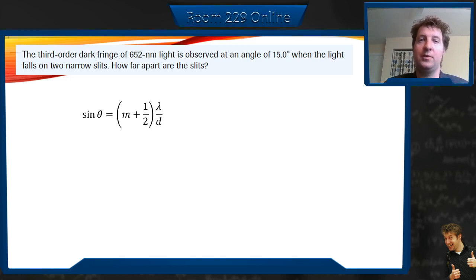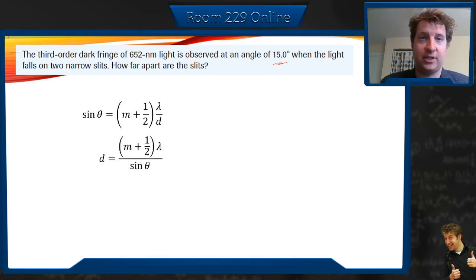Okay, so let's start with the equation for dark fringes. Now I'm using the one that actually has the sine because it gives me the angle, and 15 degrees is quite a large angle, so we can't use the tan. Well, we can, but the tan approximation isn't great there. Okay, right, and then I can rearrange that equation for d, which is the space between the slits. And now the tricky thing here is, I know lambda, I know theta, so I can plug that in. The tricky thing is, what do I plug in there for m? I want the third order dark fringe.